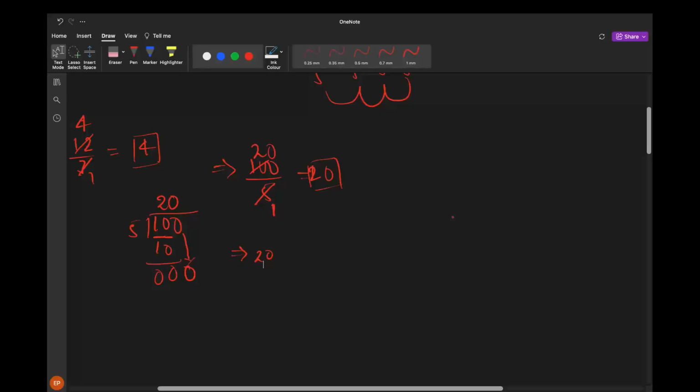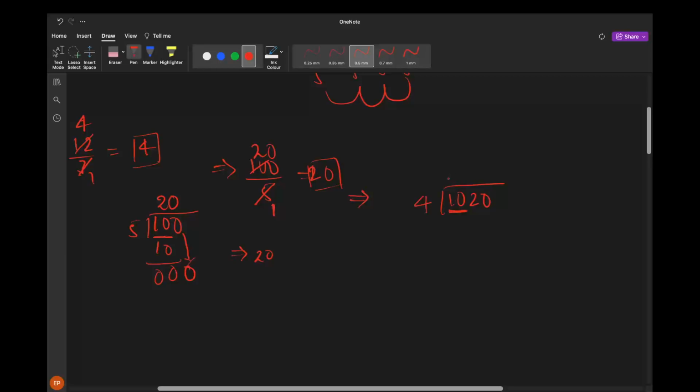You might have a confusion. Let me take some more examples. 1020 divided by 4. First try with the first digit. Can we divide 1 by 4? No, because it is smaller. We can't divide 1 by 4, right? Take then 2 digits, 10. Can we divide 10 by 4? Yes, we can, because 4 is smaller than 10. 4 how many times? 4 ones are 4.